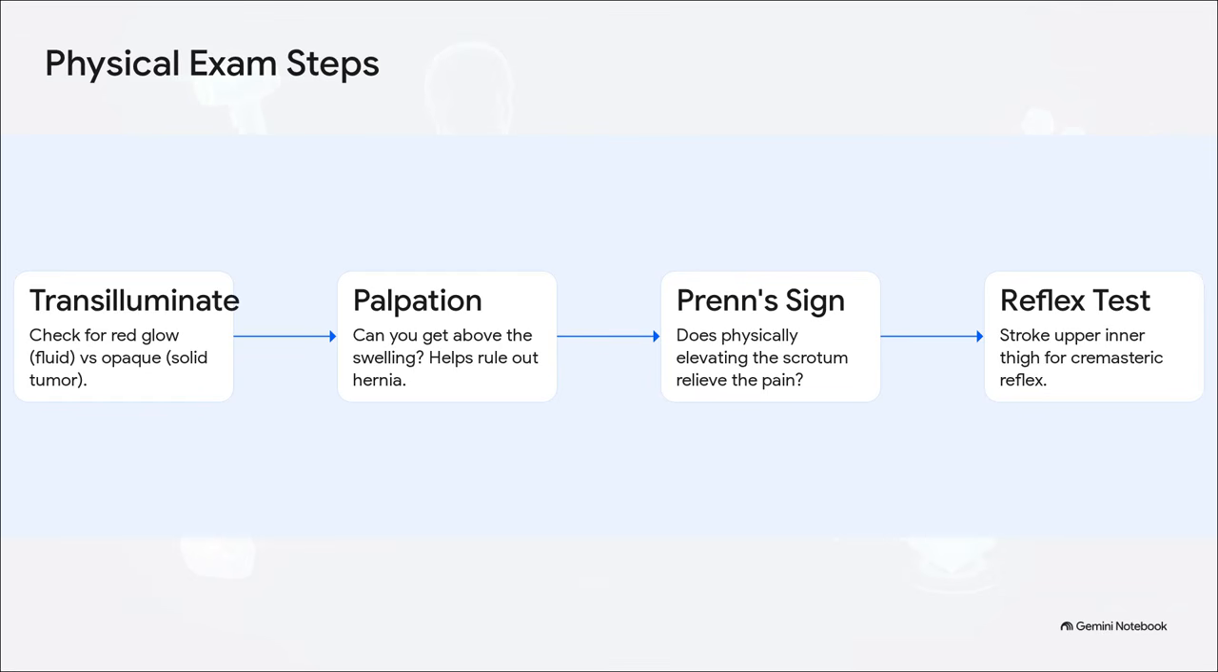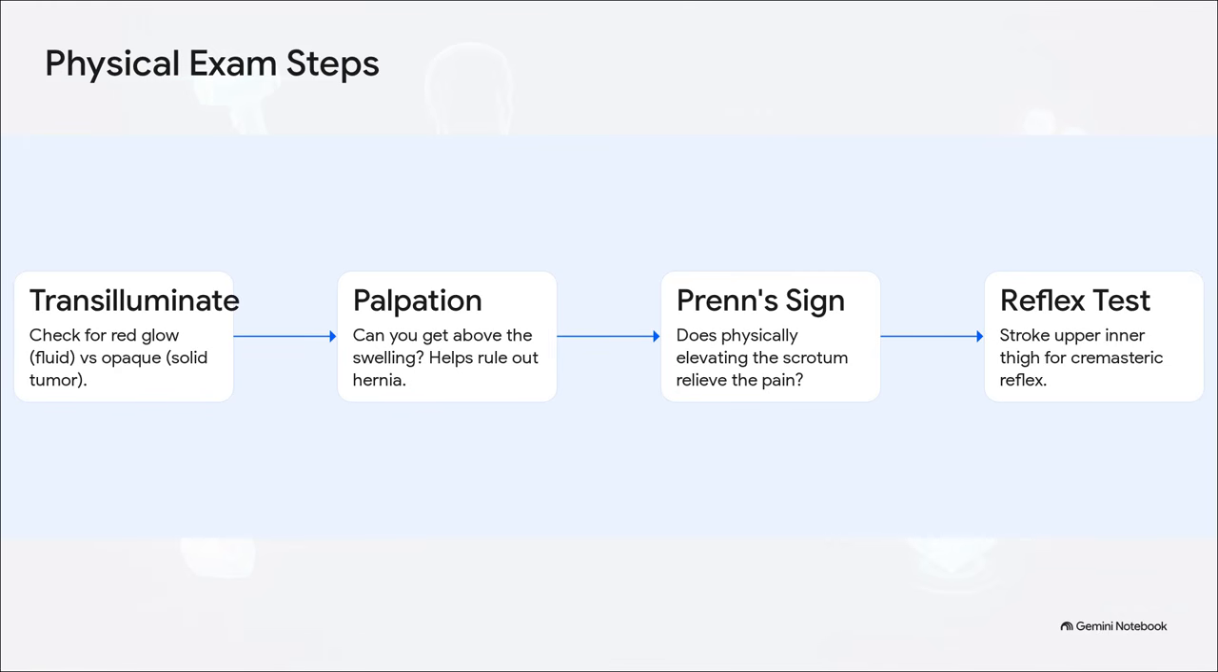When you're at the bedside, this isn't just about randomly feeling for a lump. You are conducting a strict binary rule-out sequence. Follow these exact 4 steps every single time. First, grab a narrow light source, turn down the room lights, and do transillumination. A red glow means you've got clear fluid, like a hydrocele. Opaque means you're dealing with a solid tumor or maybe thick blood.